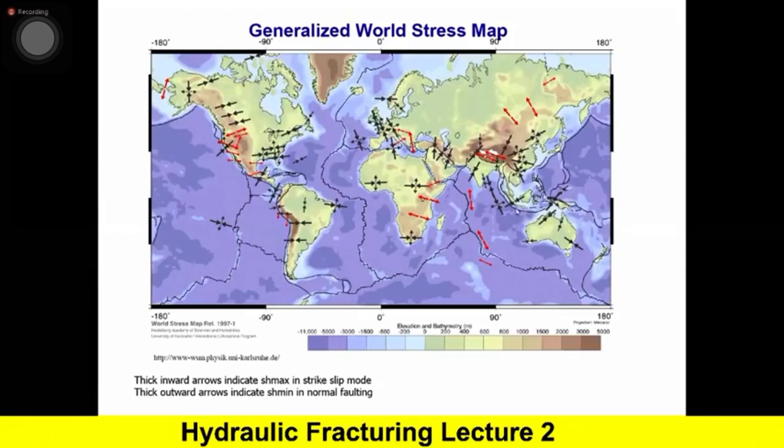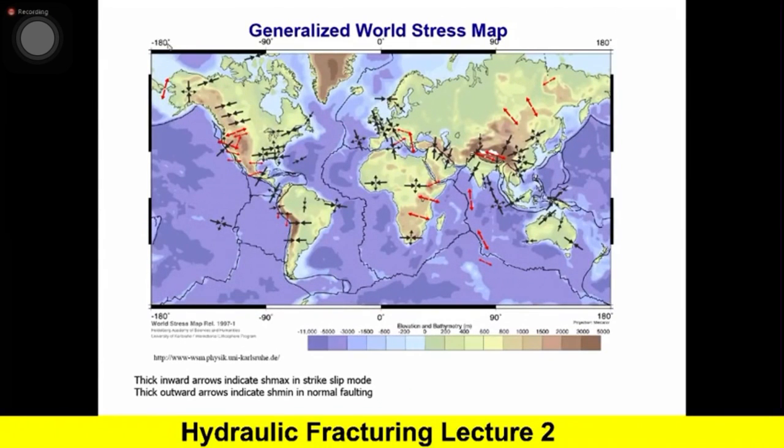If you see around Indonesia, this is what caused the tsunami back in 2005, maybe around that time. There was a huge tsunami that killed 250,000 people. And it was caused because of the tectonic plates, because tectonic plates keep moving.